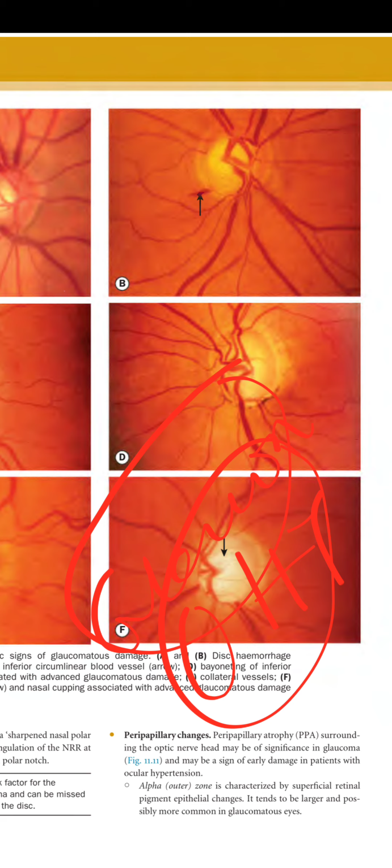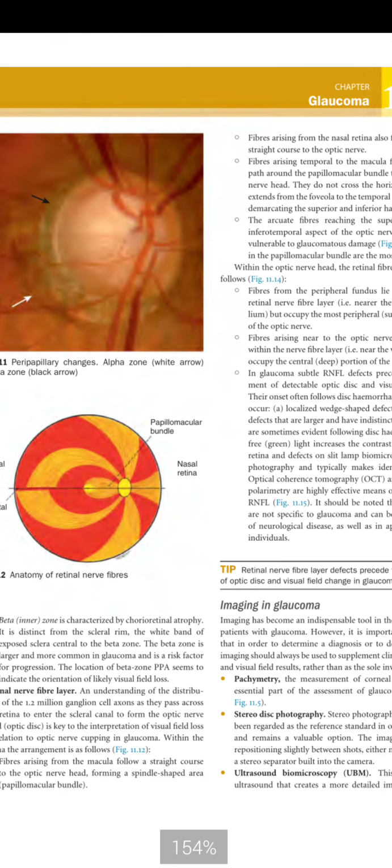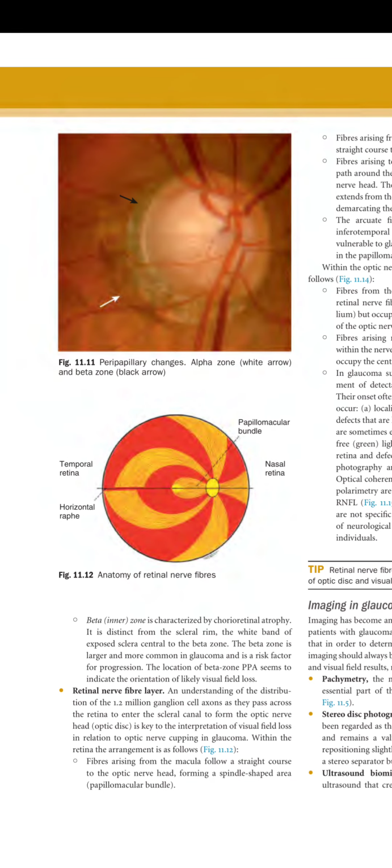Alpha outer zone is characterized by the superficial retinal pigment epithelium changes. It tends to be larger and possibly more common in glaucomatous eyes. So, if there is a peripapillary atrophy and there is a zone alpha, it means that the patient is more likely to be glaucomatous.